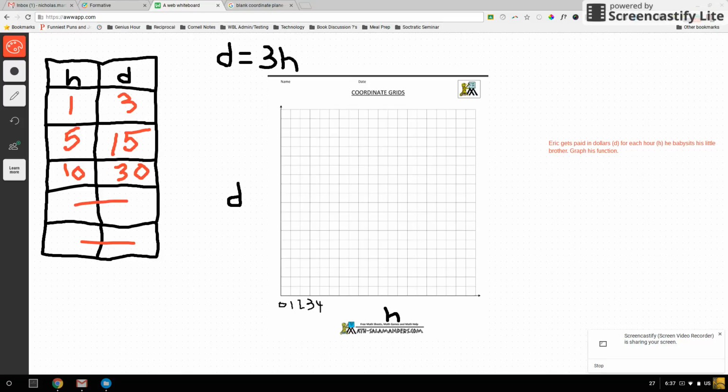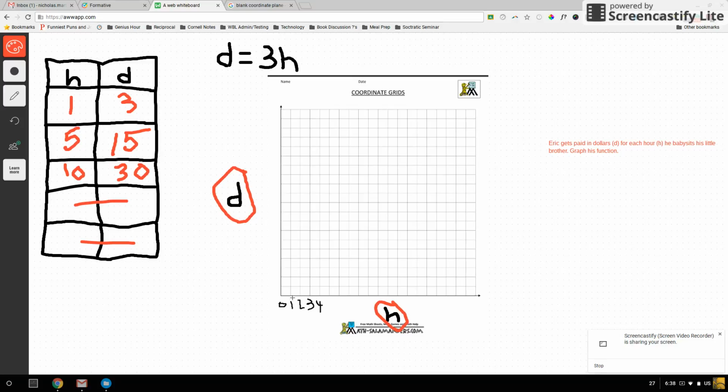Now, we have to plot it. Typically, we've been working with coordinate grids that had an X and then a Y up and down. But this time the letters have changed, so we have to see which one of these coordinates is on the bottom and which one is going up. So H is on the bottom. I see it because there's an H right down here, and D would be going up because there is a D right there. So let's start graphing.